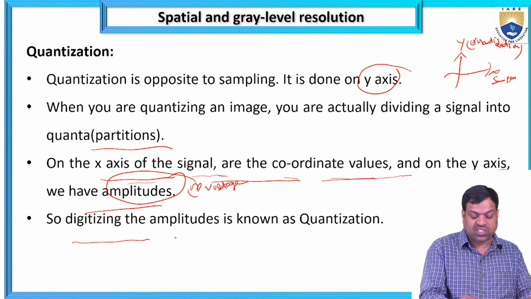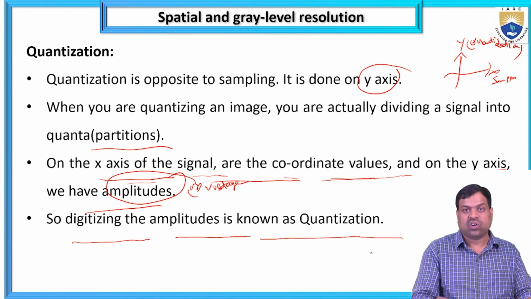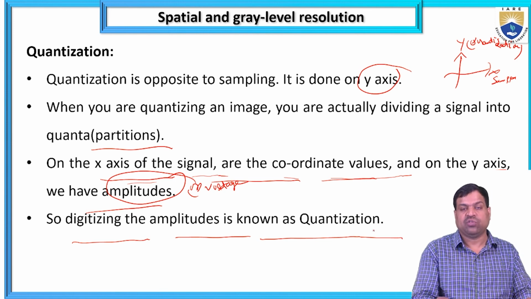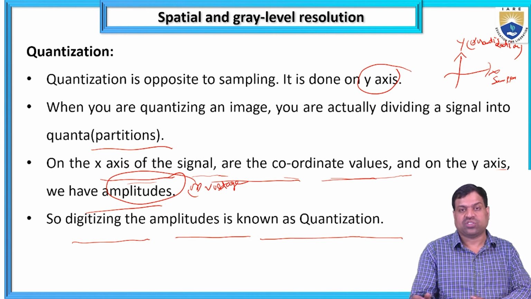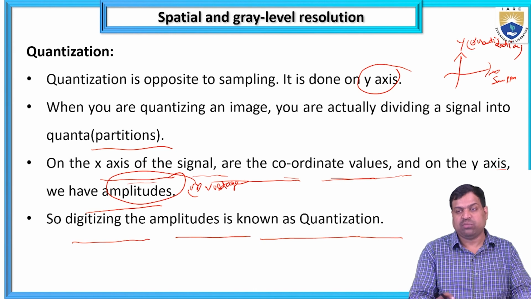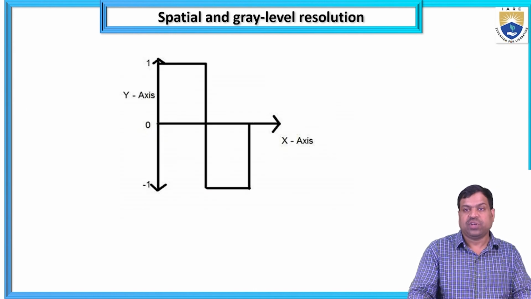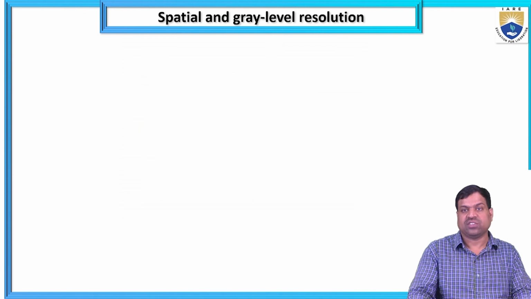So the digitization of the amplitude is known as quantization. When I go to the y-axis, the digitization of the amplitude levels is quantization. So we are converting the amplitude into quanta or partitions. On the x-axis, we are changing the time slots, which is sampling: the number of time slots is converted to a number of samples. That is one example for the x-axis and y-axis.